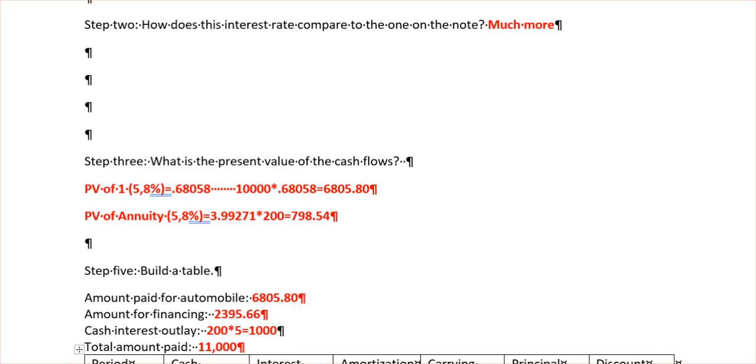How much is the cash interest that will be paid over the total of the 5 years? It's going to be $200 each time, or $1,000. And the total amount then that ends up being paid is 11,000. They're going to be paying actually 10,000 for the amount at the end, which again, part of it is financing charges, and they are going to pay $1,000 in interest.